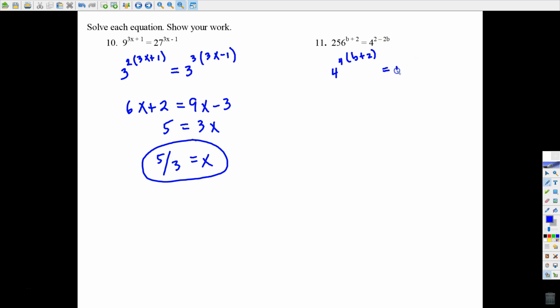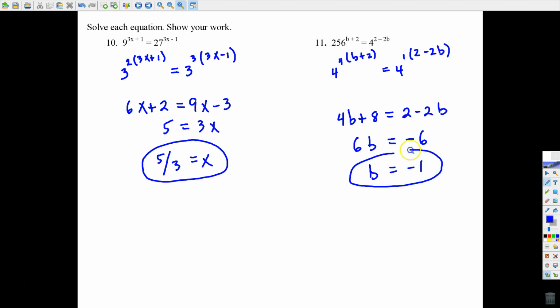And on the right side, of course, 4 could be written as 4 to the 1st power. Don't really need the 1st power, but I'll go ahead and show it. And once again, once you get to this common base, you just think about letting the left exponent equal the right exponent and solve. So I'm going to add 2b to both sides. I'm going to subtract 8 from both sides, and of course divide by 6, and we get our answer for number 11. B is -1.